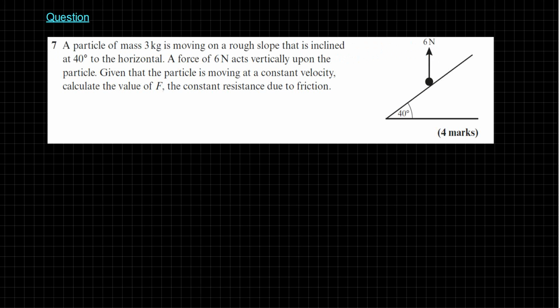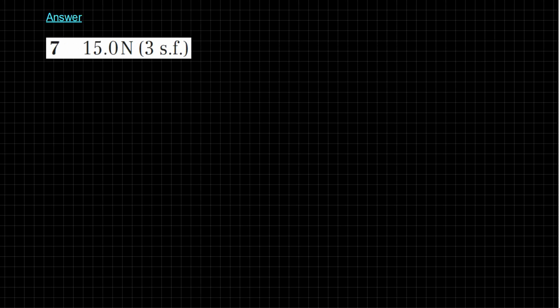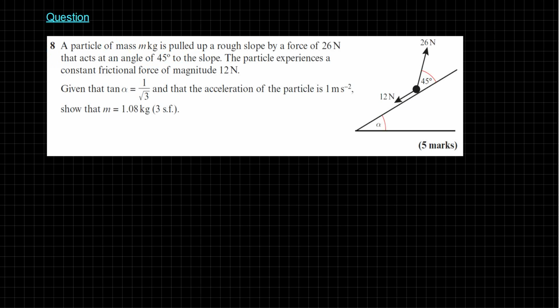So in this one you did have friction, didn't you? But you didn't have to worry too much about the particulars of how friction's working. It just said there was a constant force. And you got 15 newtons for that one. Hopefully. Okay, and let's look at the final question.